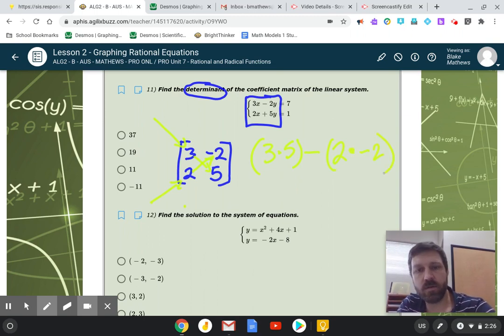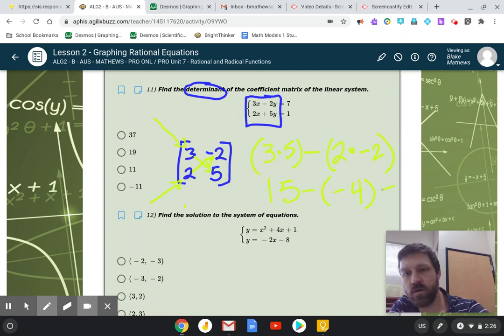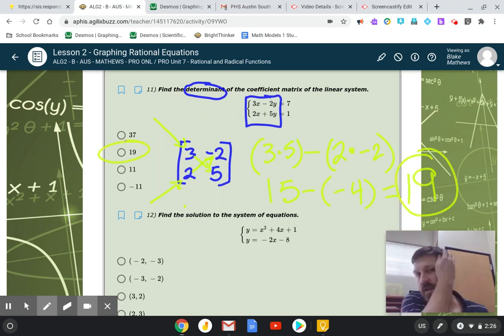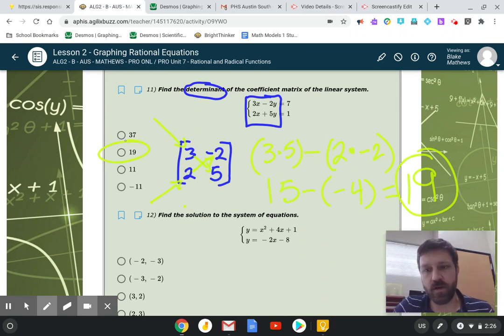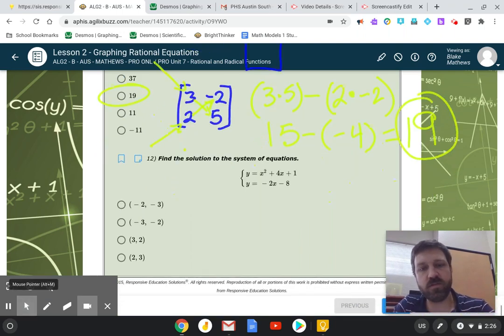that. So 3 times 5 is 15, minus 2 times -2 is -4. 15 minus -4 equals 19. And so that's where we're getting that answer from. Again, these are reviews, so you may not remember these from working in those lessons back in the first half, but that's okay. Next one, find the solution to the system of equations.